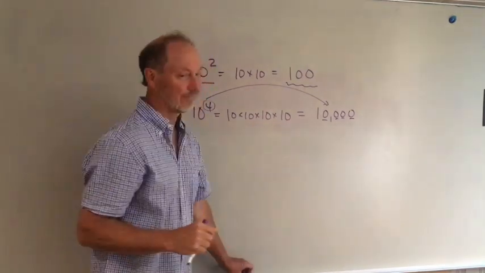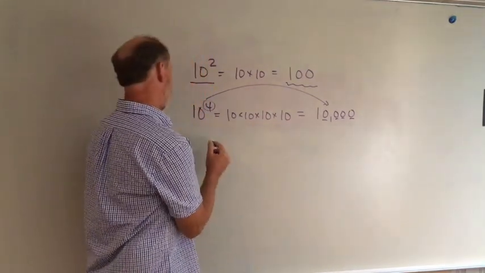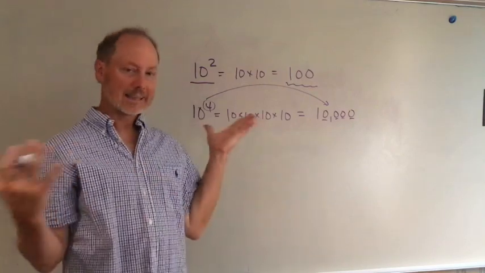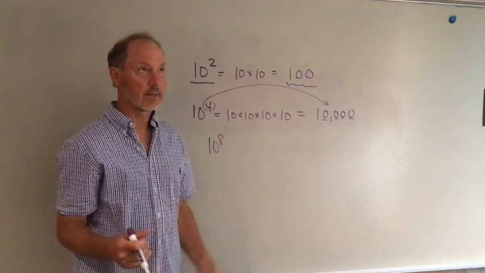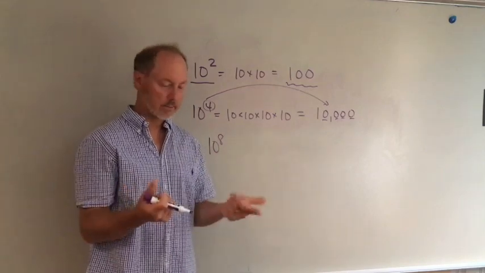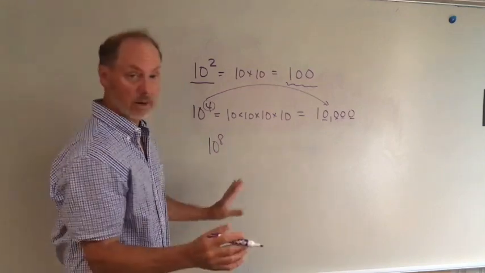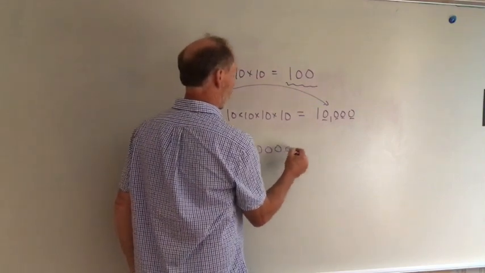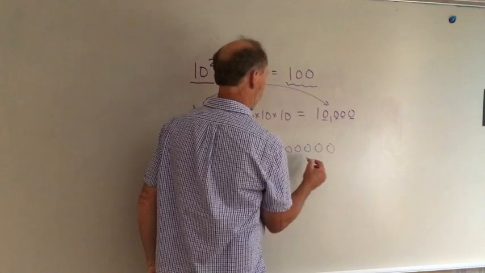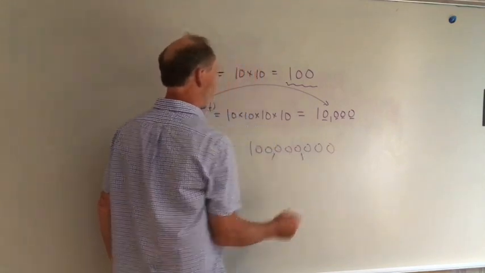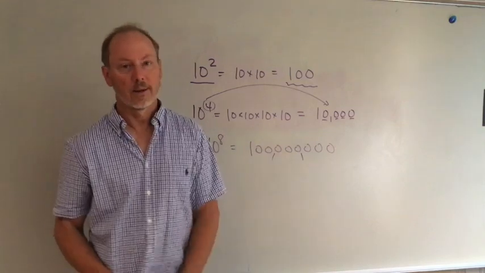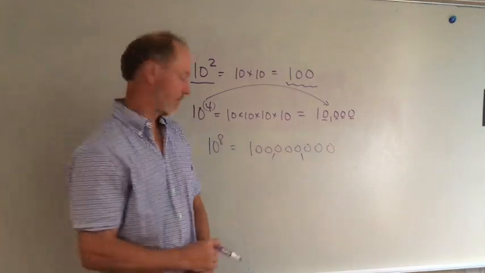So if you said, hey, Sally, what's 10 to the 8th? Sally could either do 10 times 10 times 10, eight times. Or she could say, oh, easy. 1, 2, 3, 4, 5, 6, 7, 8. Boom, boom. 10 to the 8th is 100 million. Cool? Yes, cool.